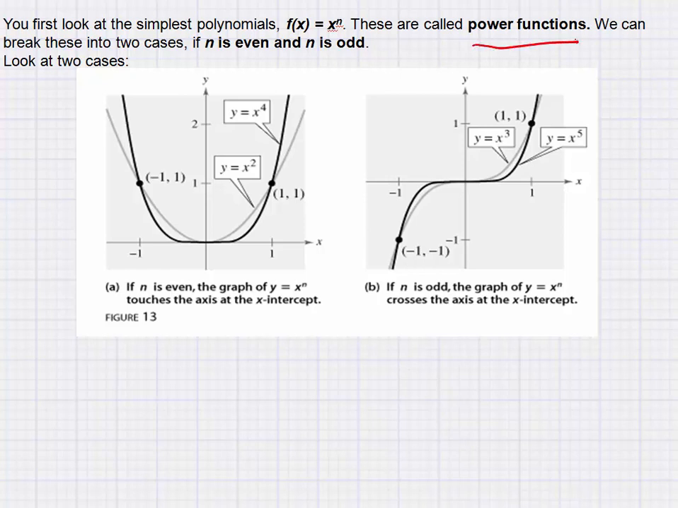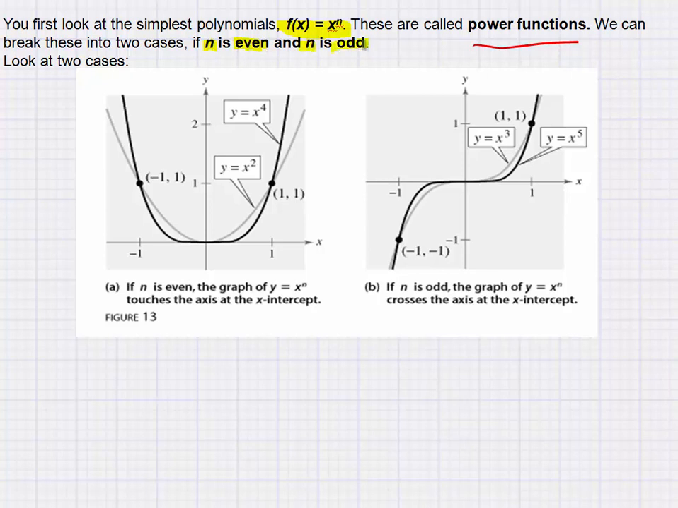Our power functions are any function of this form, f of x equals x to a power. Now that power has to be a whole power, a positive whole number power. If it's a negative power, you know for algebra how that works. If it's a fractional power, again, algebra, you know how that works. So really it's x to a power, but that power, that n, has to be a positive whole number, either even or odd.